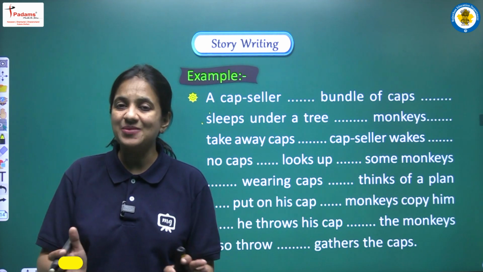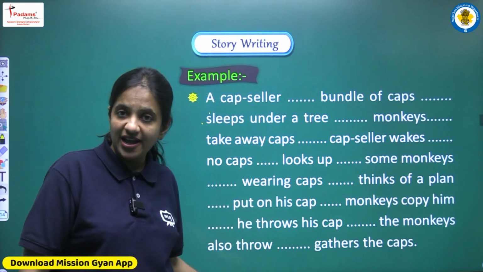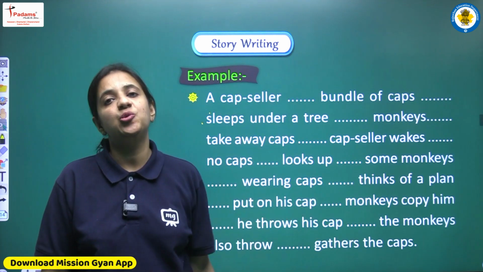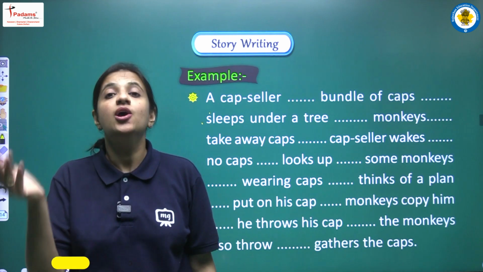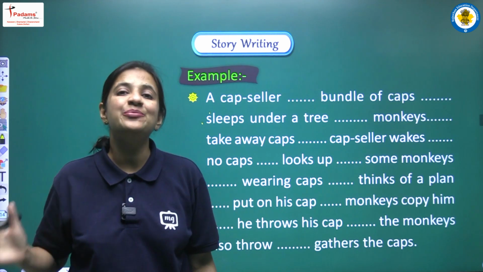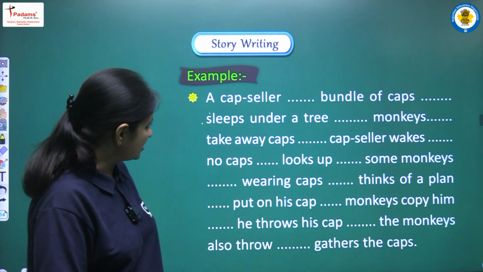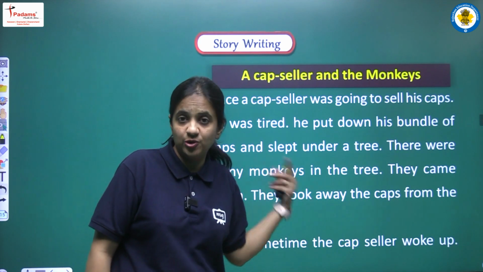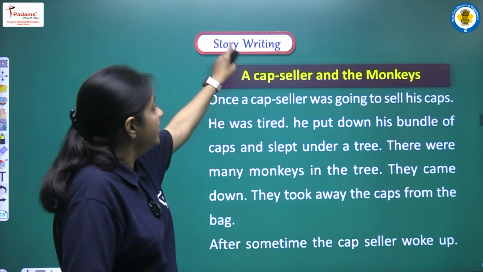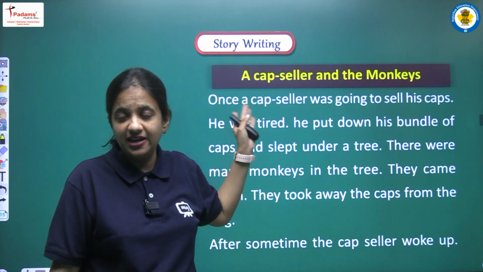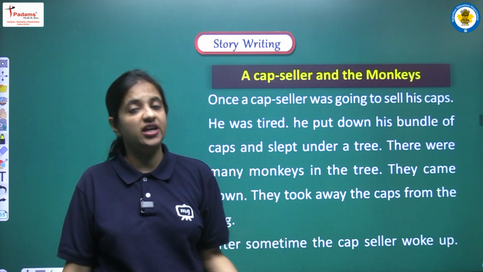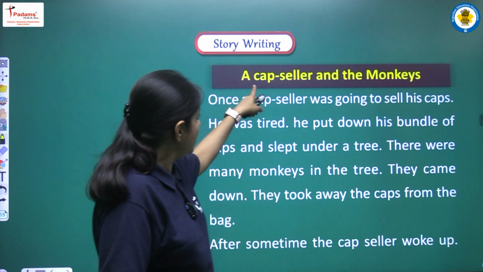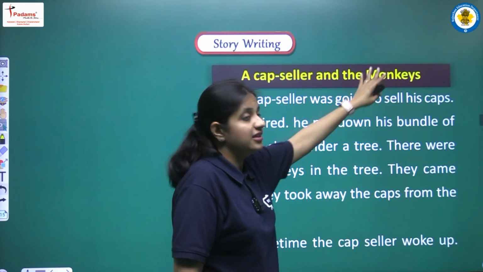Okay, so in this manner we have to read the outlines, we have to frame the story, and with the help of the outlines we have to write a perfect story with a title and a moral. So now we have the story here. We can read this story one more time. So let's see, this is the title. In this manner we have to write the title. We have to highlight the title that we are giving, so we can underline it. So here we have A Cap Seller and the Monkeys.